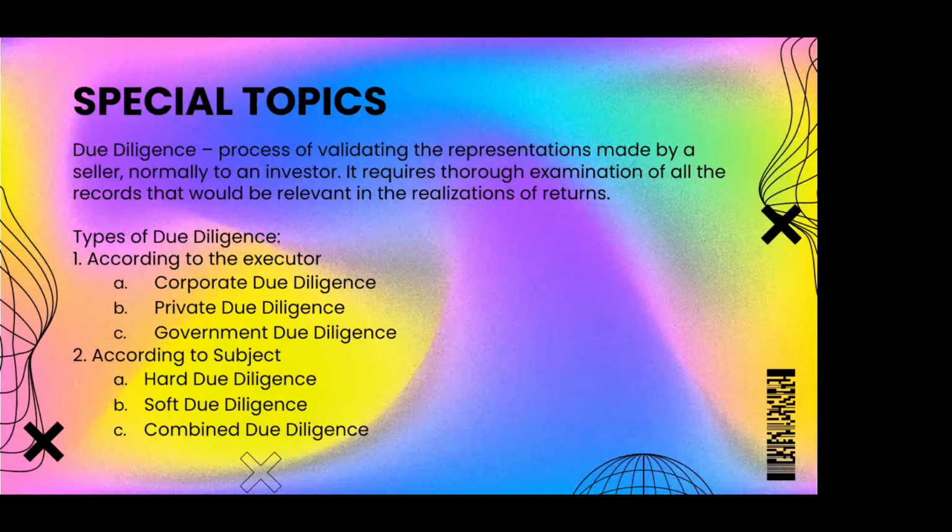Next we have types according to subject. Number one, hard due diligence. So what is hard due diligence? When the due diligence focuses on the data and hard evidential information, this is so-called hard due diligence. Hard due diligence is where the lawyer or legal team, accountants, and deal facilitators are actively engaged.